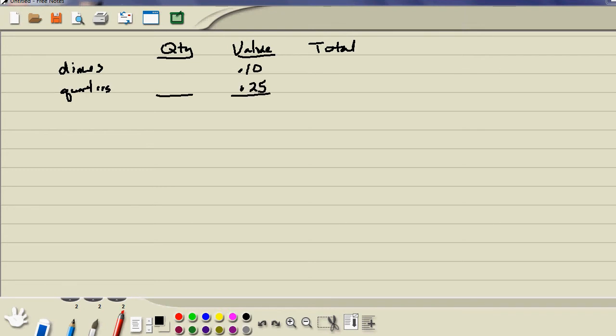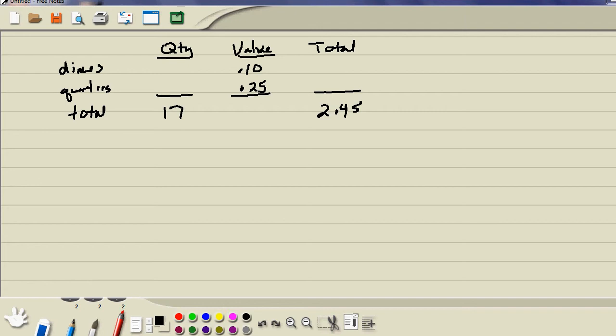Now, in order to set up a table like this, we're going to have subtotals. So let's look at the problem. It says Chris has, okay, now this would be my total, has 17 coins total. So we have 17 total. We don't know what the breakdown of the two is yet. And they are all dimes and quarters. If he has a total of $2.45 in his pocket, how many of each of these coins does he have?